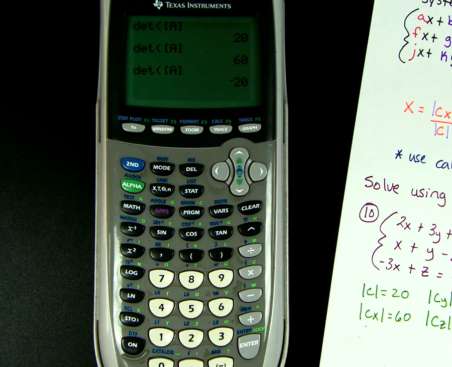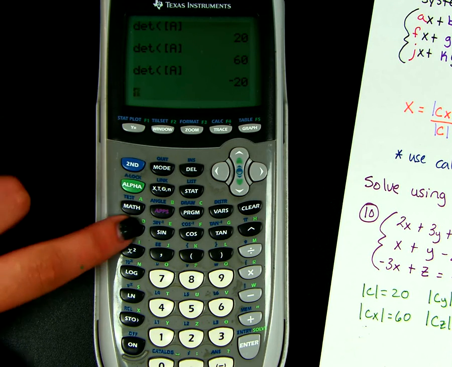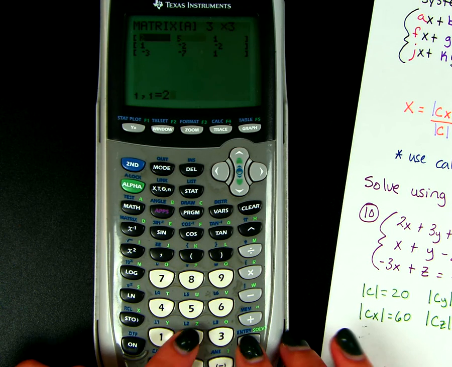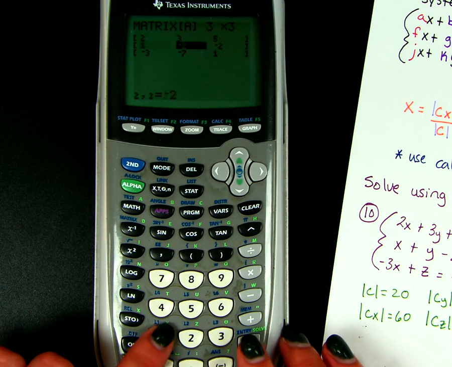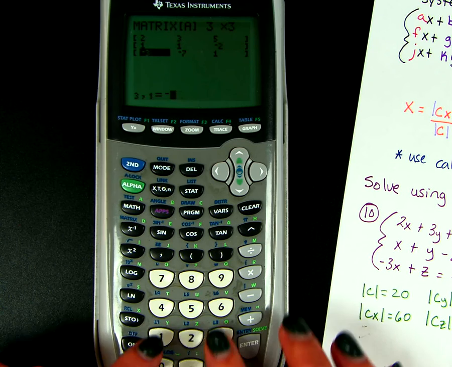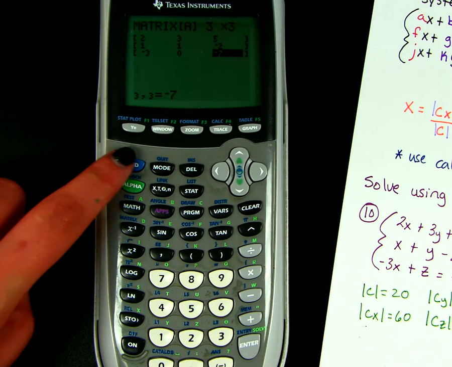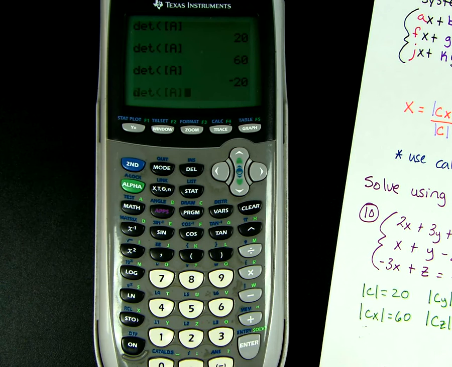And then we have one more determinant to find for our Cz matrix. So again, back to our matrix, over to edit, enter, 3 by 3. And again, I'm going to retype everything since we have to change 2 of our columns. So 2, 3, 5, 1, 1, -2, -3, 0, and -7. Okay, so I'm going to quit. Again, second enter, and then enter again. And our determinant for that is 40.